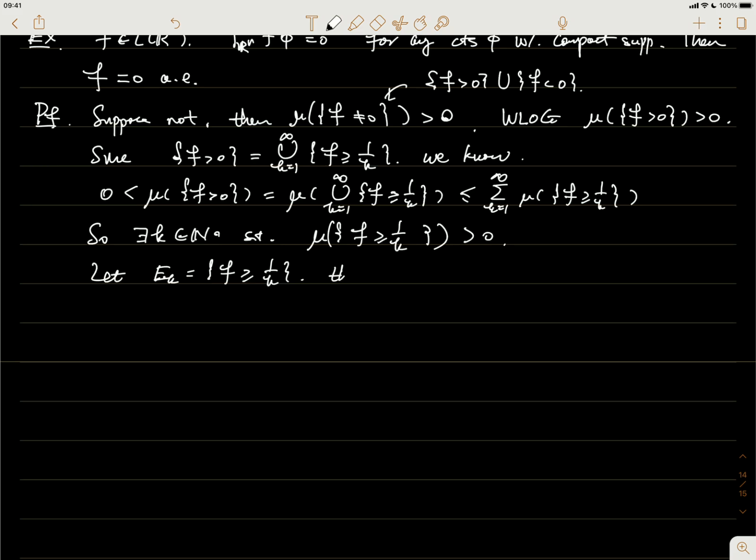Then consider the measurable function, which is the characteristic function of the set E_k. There exists a sequence. Apparently, this is integrable, right? We take the integral of that.